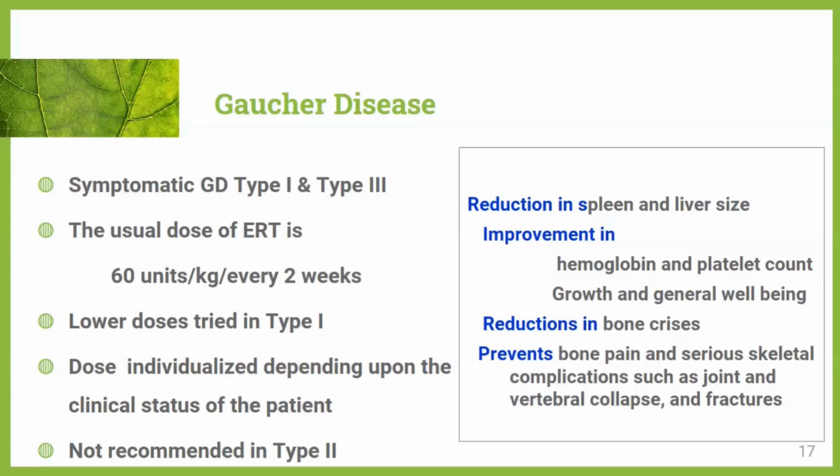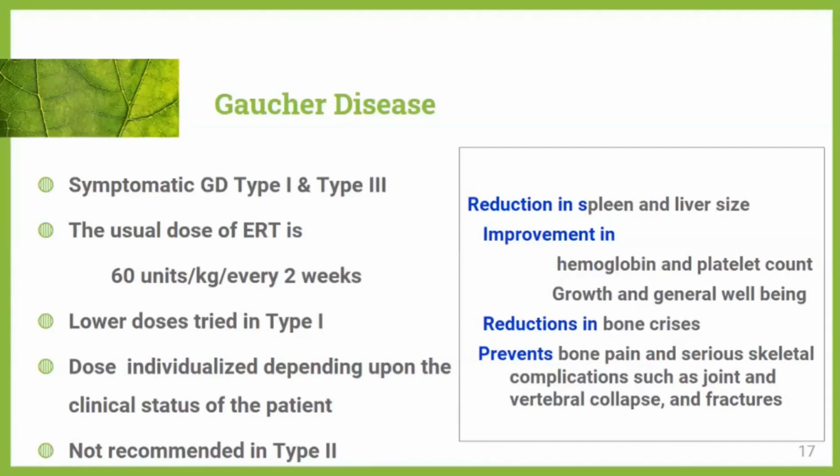The usual dose of ERT is 60 units per kg every 2 weeks. Lower doses up to 20, 30 are tried in type 1; some studies are there. Dose is individualized depending upon the clinical status of the patient, and it is not recommended in type 2, as I already told. Benefits are reduction in spleen and liver size, improvement in hemoglobin and platelet count, growth and general well-being, reduction in bone crisis, and prevention of bone pain and serious skeletal complications, joint vertebral collapse and fractures.